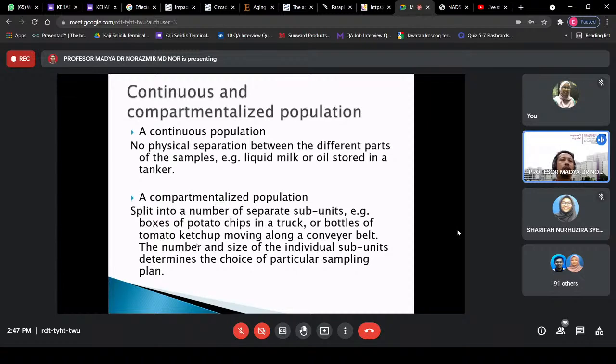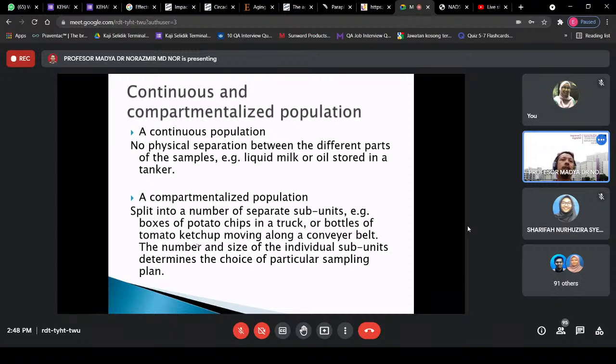Then we have a compartmentalized population. From the name we know there is a separator to split it into numbers, such as a box of potato chips in a truck, or a box of apples in a truck, or a bottle of tomato ketchup moving along a conveyor belt. So the number and the size of the individual subunit determine the choice of particular sampling plan.